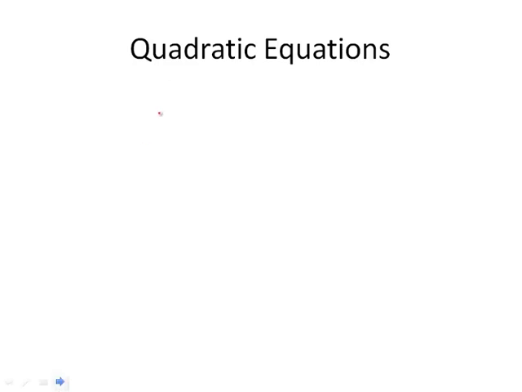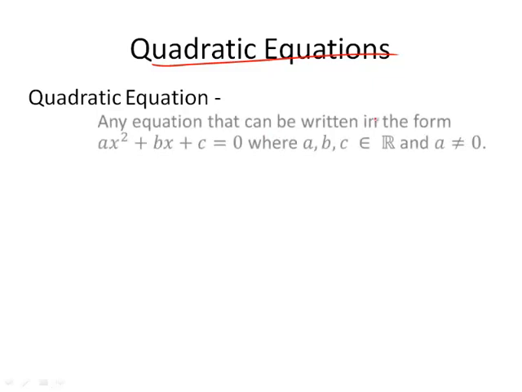So let's take a look at quadratic equations. A quadratic equation is any equation that can be written in the form of ax squared plus bx plus c equals 0, where a, b, c are coefficients in the real numbers and a is a non-zero number. If a was 0, then you'd have a regular equation with no squares in it. So, like I said at the beginning, a quadratic equation is essentially an equation that has squares on the variable.